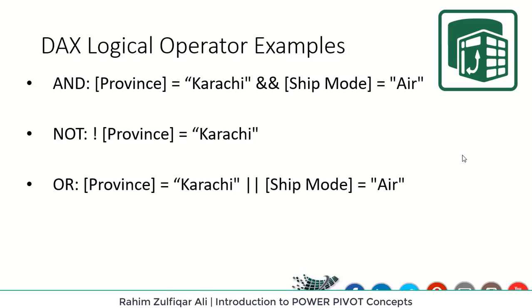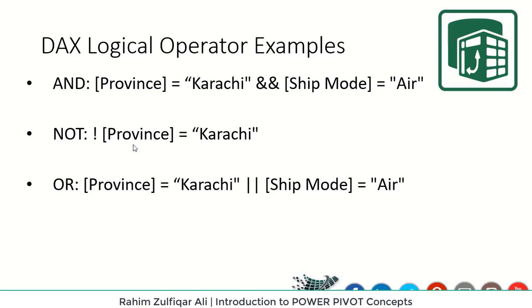So these are some of the examples. I hope you will understand with this example. The first one is with the AND. There are two columns in a table. The first column is province, where I have selected Karachi, and I have put two ampersand signs, which means AND, and I am also looking for the ship mode, which is air. So definitely when these two logics get true, the value will return.